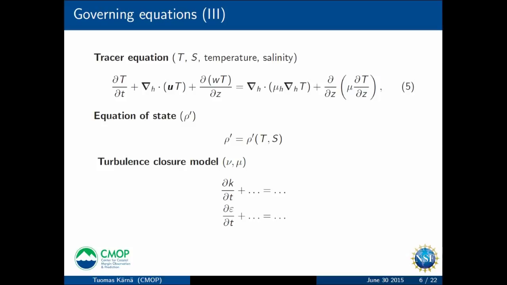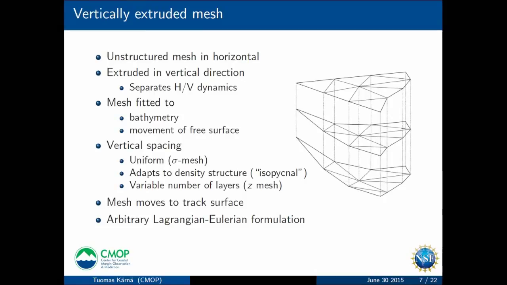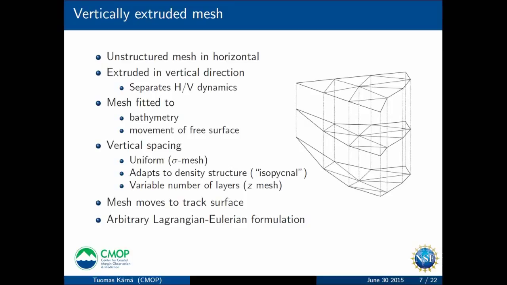So one difficulty here is that you have a bunch of different equations that you need to couple together, and part of them are in 2D mode and part of them are in 3D. And we are solving these on vertically extruded meshes. So on horizontal, you have unstructured mesh, either triangles or quads, extruded in the vertical direction to separate the horizontal and vertical dynamics. And the mesh gets fitted to the bathymetry and also the movement of the free surface.